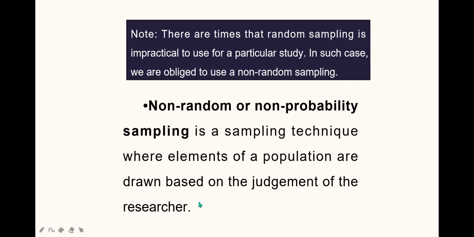So let's emphasize this one, okay, guys? Non-random or non-probability sampling is based on what? Based on the judgment of the researcher. So meaning it is based on how the researcher will collect the data from her or his respondents.